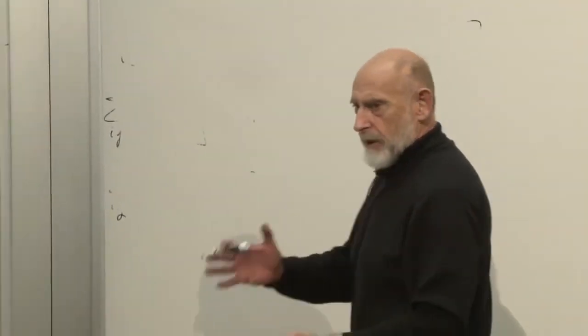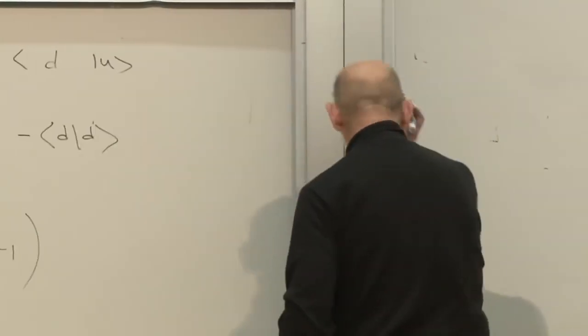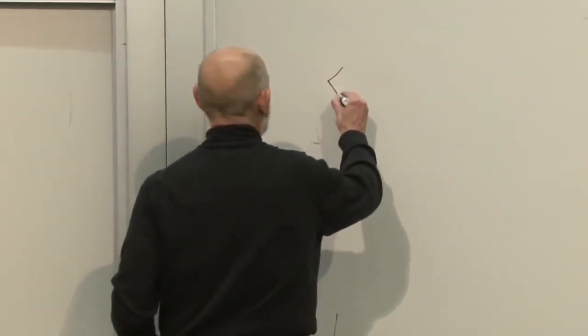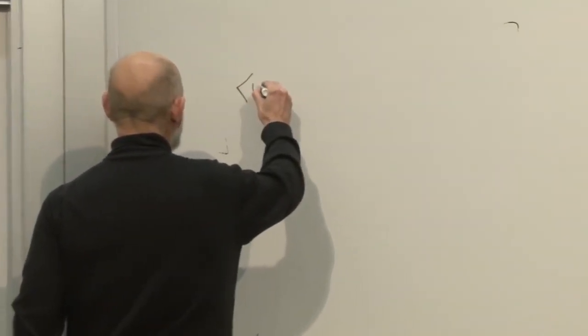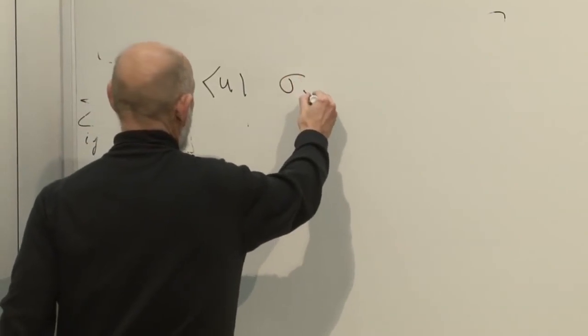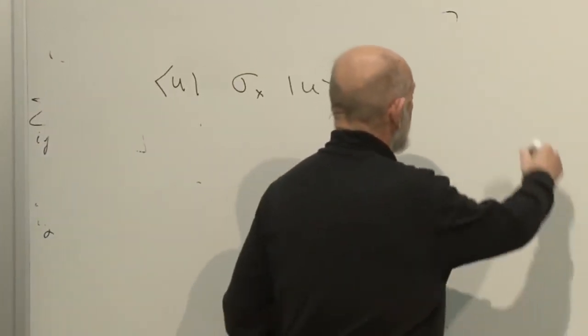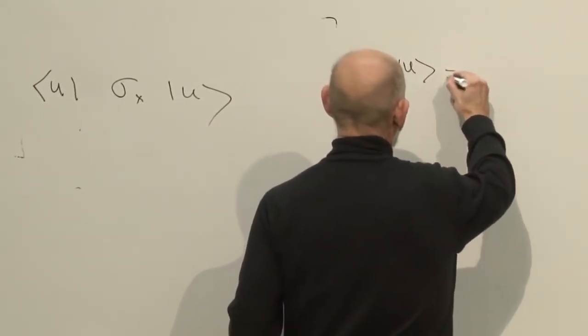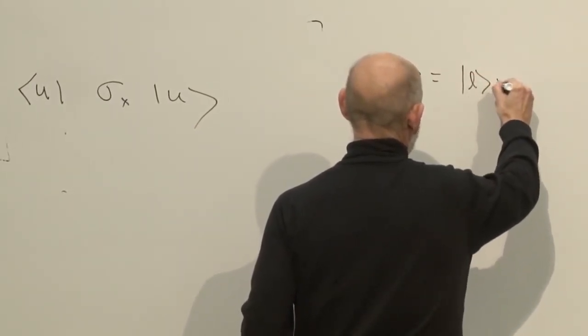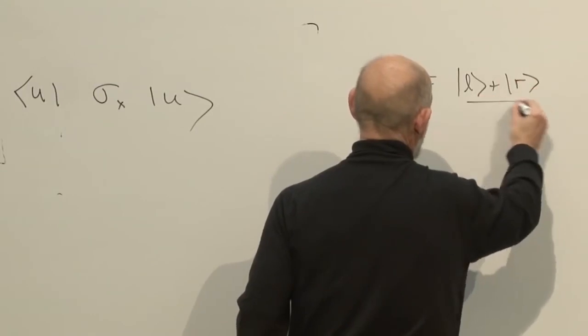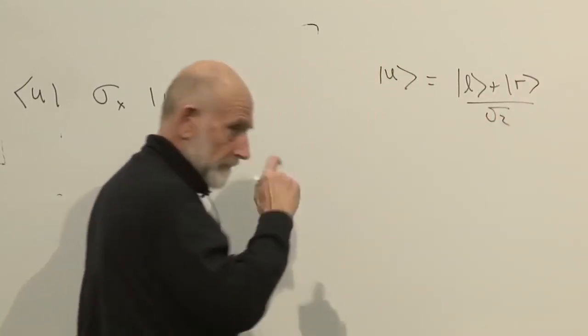And let's start one by one. There are 4 matrix elements. Let's do them one by one. Up, sigma x, up. Now what we have to know is that up is equal to left plus right over the square root of 2. You remember that?